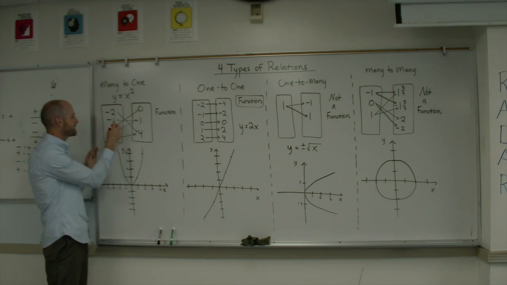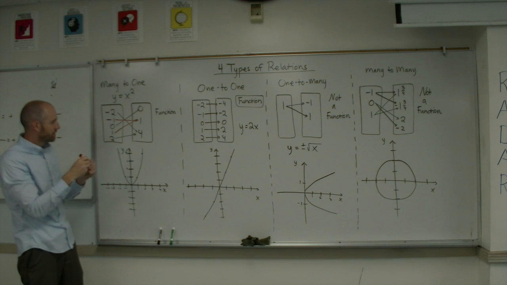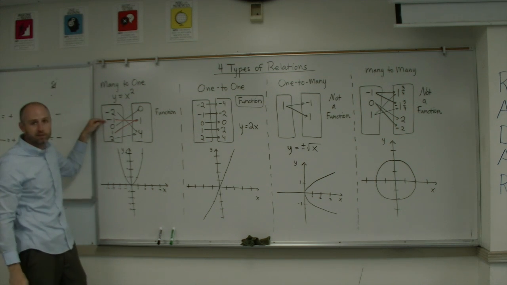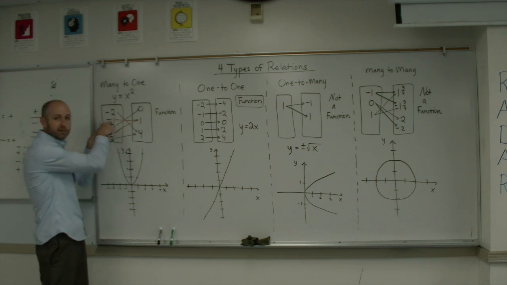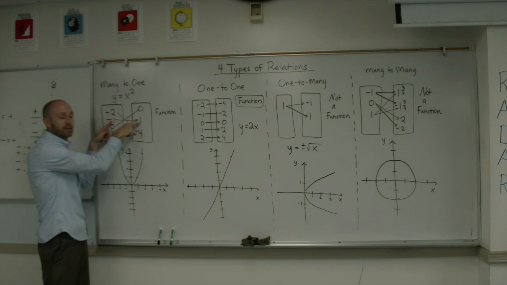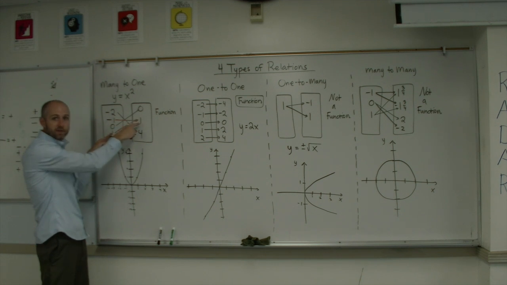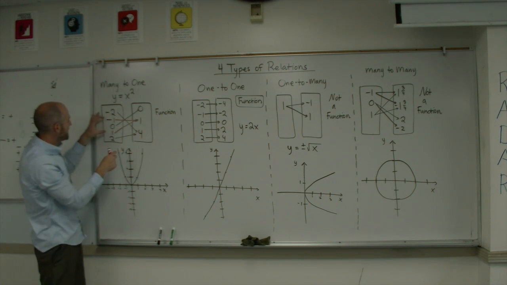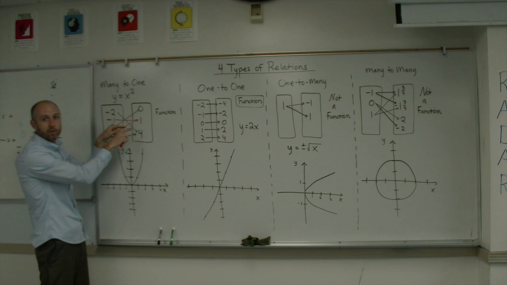So what this is saying is that when you put -1 into the function, into this relation, you square it, -1 squared is equal to 1. So when you put -1 into the relation, what you're going to get out is +1. When you put +1 in, you get the same thing out, the same output. That's many inputs producing the same output, many to one. This is why we call it many to one.